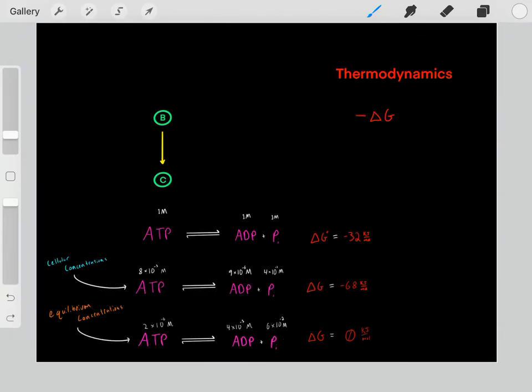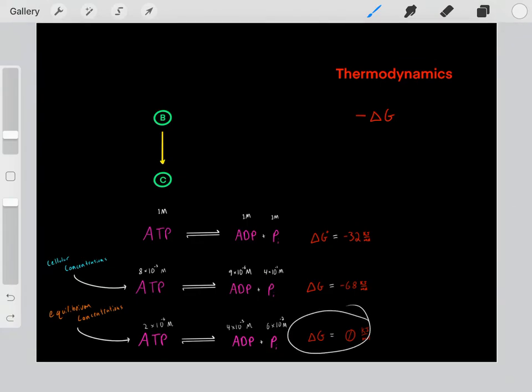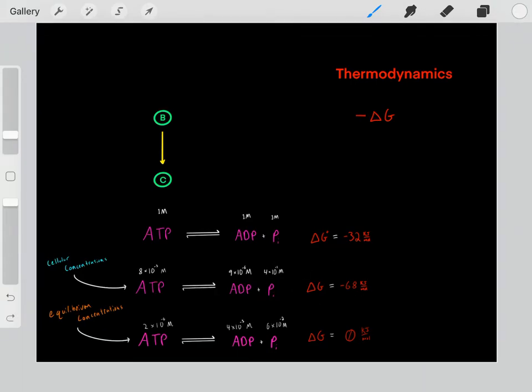Because we know whenever a reaction reaches equilibrium and reaches these equilibrium concentrations, then the chemical reaction releases no free energy. So this really illustrates the point that it's the concentrations that determine how much free energy is released. And certain concentrations change how much free energy is released.